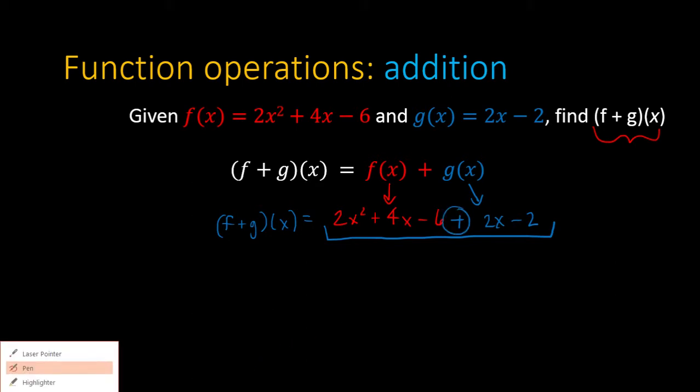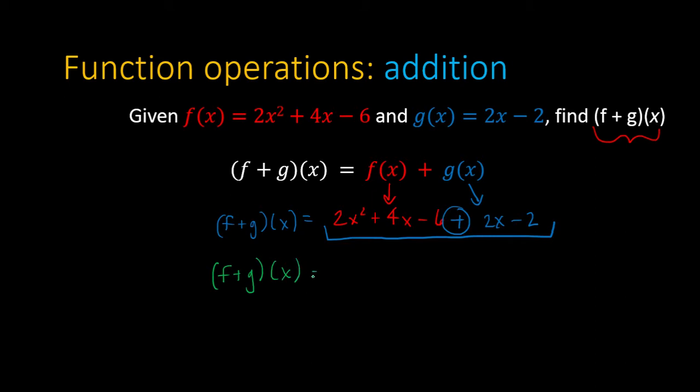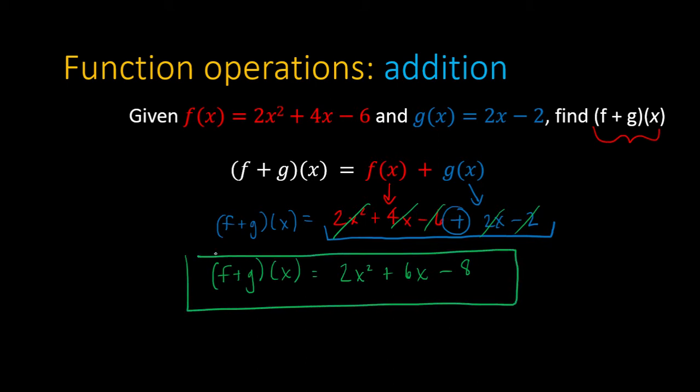Pretty cool, right? So the only thing I have to do from here is simplify. By simplify, I mean combining like terms. So I have 2x squared, I'll take 4x plus 2x, which is 6x, negative 6 minus 2 is negative 8. So my final answer is 2x squared plus 6x minus 8.